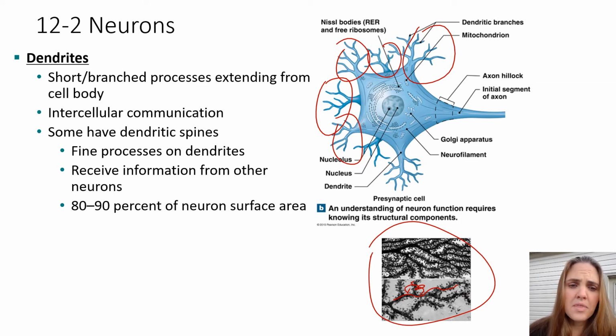And if you think about what that structural shape might do, think about the microvilli and how that increases surface area. This is going to be similar. Those fine processes on the dendrites are going to increase the surface area where we can receive information coming from other neurons. So 80 to 90% of the neuron surface area is actually on the dendrites themselves.